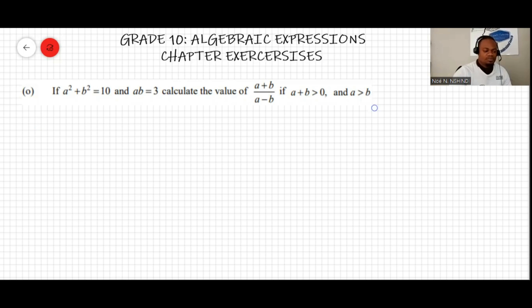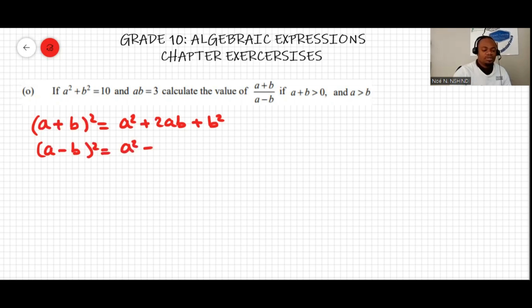We do know the property. Let's just remind. The property says that a plus b raised to the power of 2 equal to a squared plus 2ab plus b squared. Similarly, a minus b raised to the power of 2 equal to a squared minus 2ab plus b squared. Now, if I apply these properties, this law of exponents, let's just say perfect squares or just those properties.